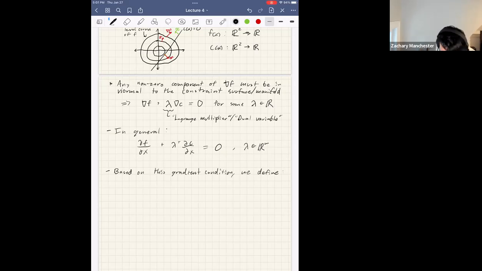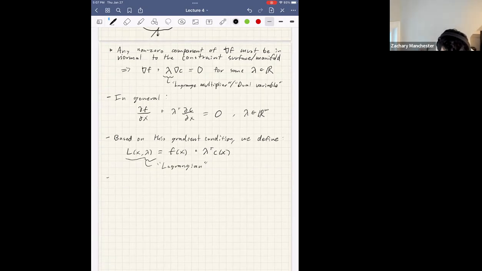Kind of for convenience, L of x and lambda, this thing we call the Lagrangian, just combines the objective with that Lagrange multiplier and that constraint function. Okay, so this guy is called the Lagrangian. The reason we define this thing is that it very conveniently works out that its gradient is the root finding problem we want to solve in the constrained case.